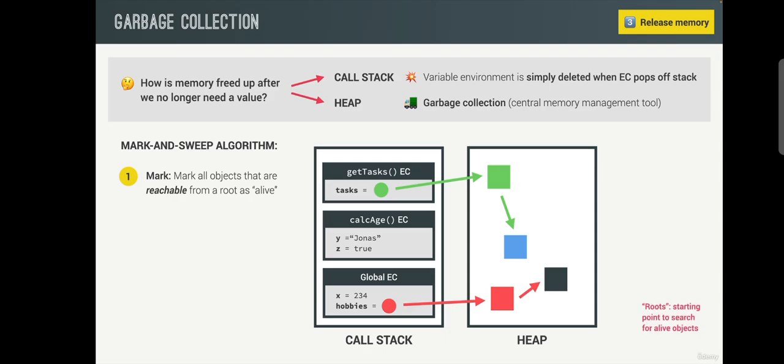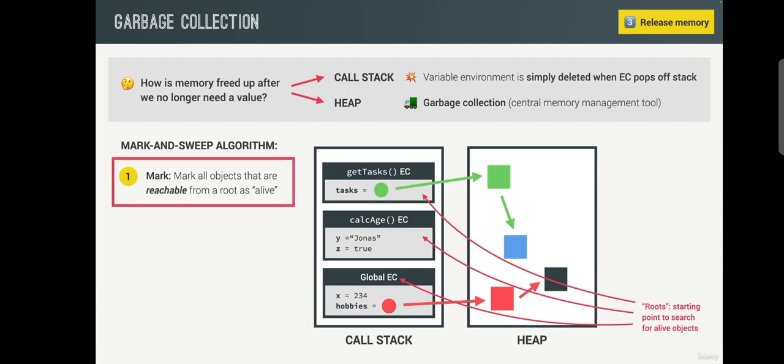And different things can be roots, but the most obvious ones are the global execution context, which is always present, and any other execution context of running functions. So again, the algorithm starts looking for objects in these places called roots. So in this example, the green and red objects are obviously alive, because they can be reached from one of the roots. And the same is true for the blue and gray objects. They're also alive because they can also be reached from one of the other reachable objects.